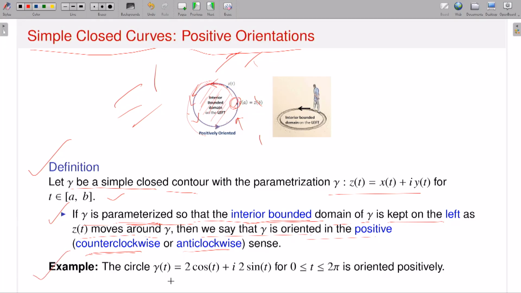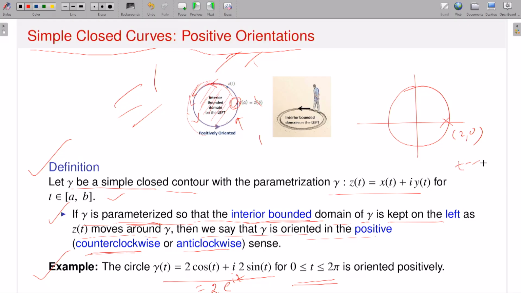One example: suppose I have a circle gamma(t) equal to 2 cos t plus i 2 sin t, t runs from 0 to 2 pi. This is oriented positively. Now look, this is very nice. You can write this as 2 times e to the power i t, that is 2 times cos t plus i sin t, which is a circle of radius 2. So suppose I have a circle of radius 2, and this is my point (2, 0). Now what is my parameterization? This is my parameterization, t runs from 0 to 2 pi.